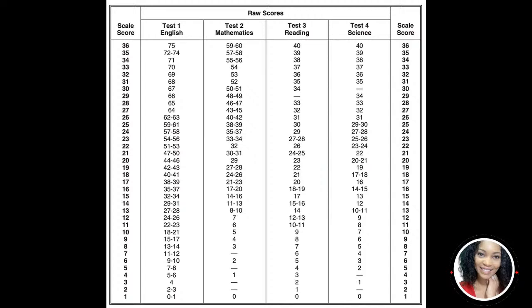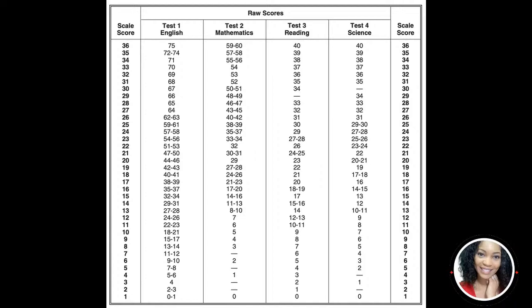You can look to the left or to the right and see what scale score is in alignment with the raw score that you just calculated, okay? So you're reading across to either column on the table, left or right, where your scale score corresponds to that raw score that you just calculated.